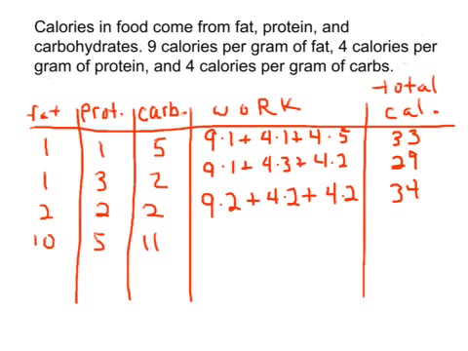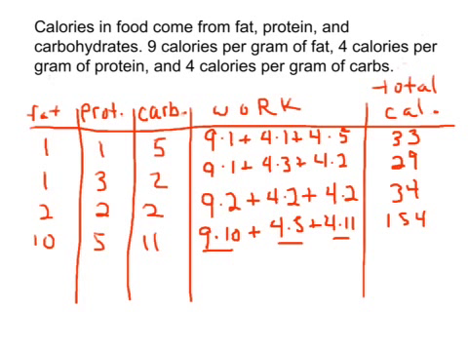Okay? So none of those will get anybody alarmed, but what happens if you eat something that has 10 grams of fat, 5 grams of protein, and 11 grams of carbs? That's going to be 9 times 10 plus 4 times 5 plus 4 times 11. This is a little different. This is 90 plus 20 is 110, plus 44 is 154 calories in that.